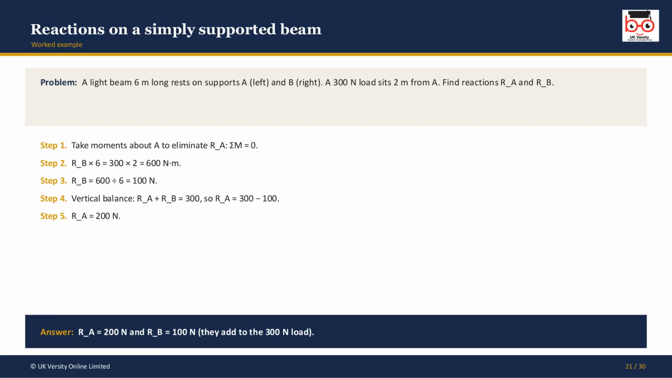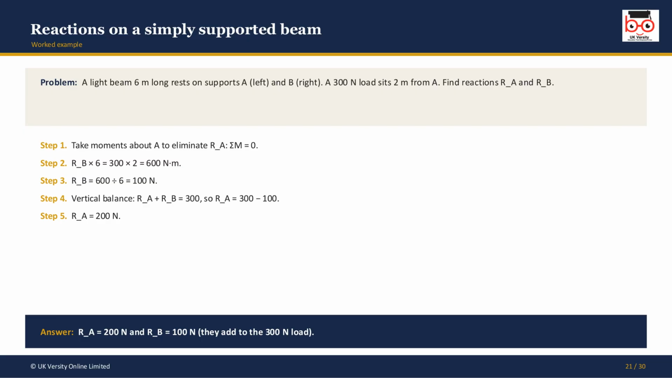Let's do it properly. A light beam 6 meters long rests on support A at the left and support B at the right, with a 300 newton load sitting 2 meters from A. Taking moments about A removes the reaction there, so the reaction at B times 6 equals 300 times 2, which is 600 newton meters. That gives the reaction at B as 100 newtons.